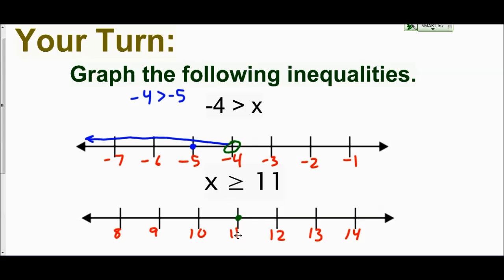Then I'm going to pick a point, and hopefully you know this is wrong. I take 10. So I'm going to put 10 is greater than or equal to 11. Well, 10 is definitely not greater than or equal to 11. Since that doesn't work, I know my arrow is going to go the opposite direction. So that's how we graph these two inequalities on a number line.